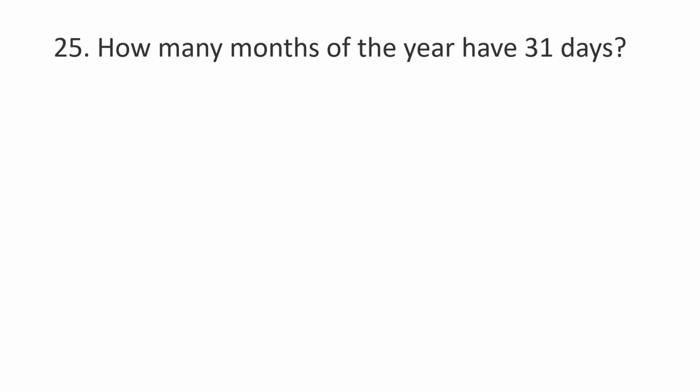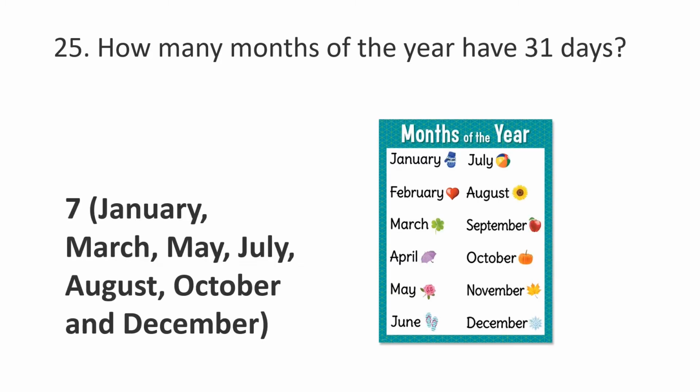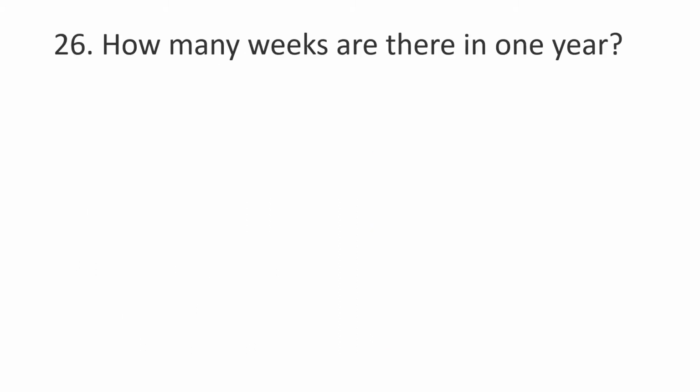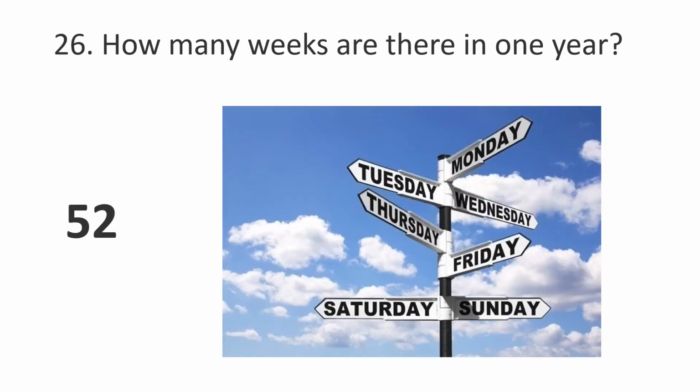How many months of the year have 31 days? The answer is 7, that is January, March, May, July, August, October, and December. How many weeks are there in 1 year? The answer is 52.